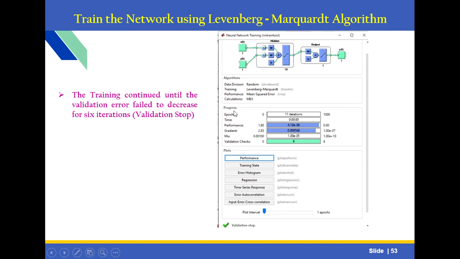What is the progress shown? Epoch, time, performance, gradient, mu, and validation checks. What plots are available in the time series problem? Performance of the network, training state of the network, error histogram, regression curve, time series response, error autocorrelation, and input error cross correlation. These are the two important plots to evaluate the time series network.